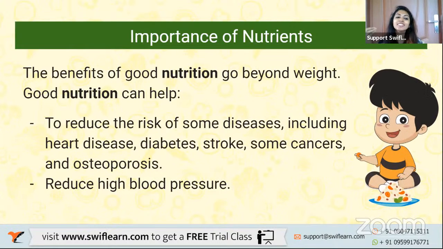Okay, so now I will tell you about the benefits of good nutrition. How does good nutrition help? When you have nutrition, you should have it in a balanced way so that it will actually be good for your body. Nutrients can be used to reduce the risk of some diseases, including heart disease, diabetes, stroke, some cancers, osteoporosis, anything. It is also used for reducing high blood pressure, mainly to stay healthy without any disease. We actually need nutrition.